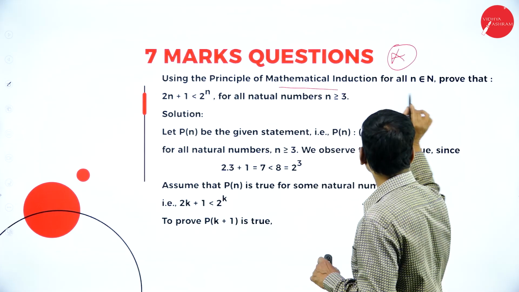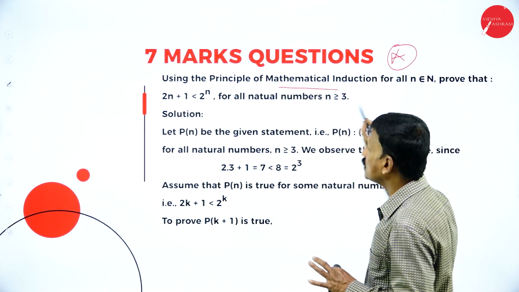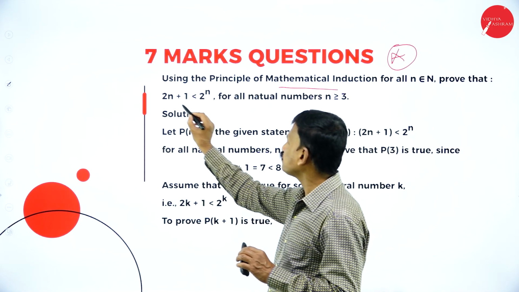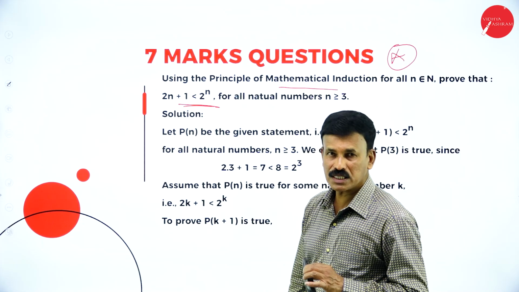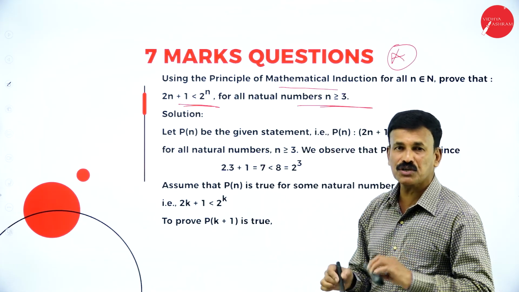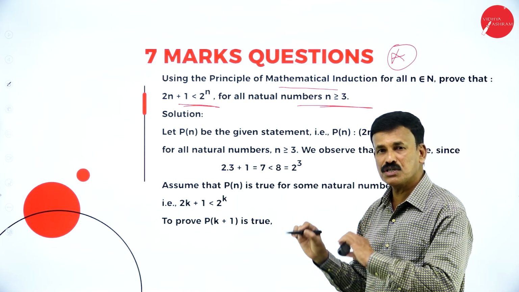Using the principle of mathematical induction, for all n belongs to N, prove that 2n plus 1 is less than 2 to the power of n for all natural numbers n which is greater than or equal to 3.